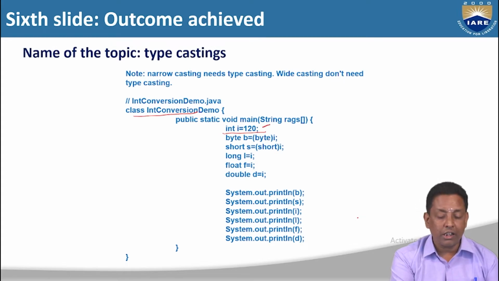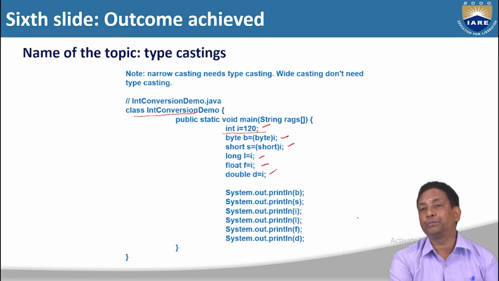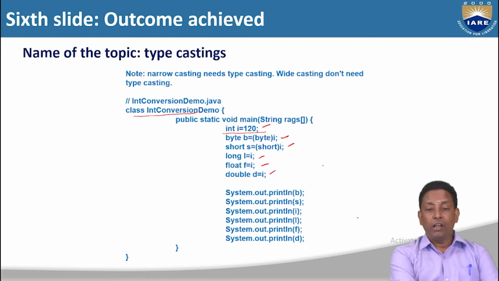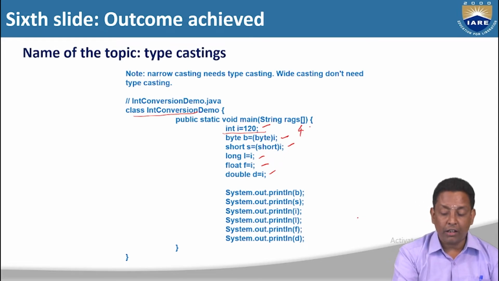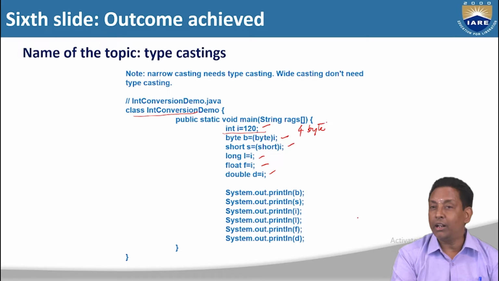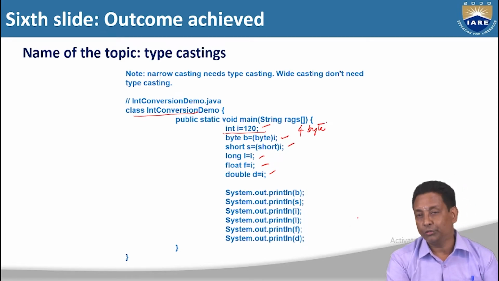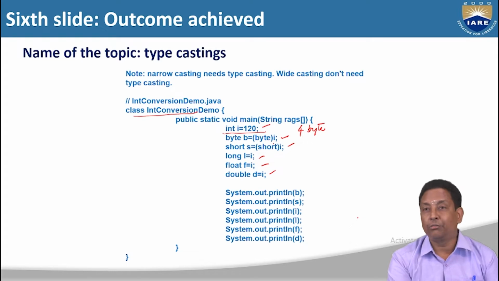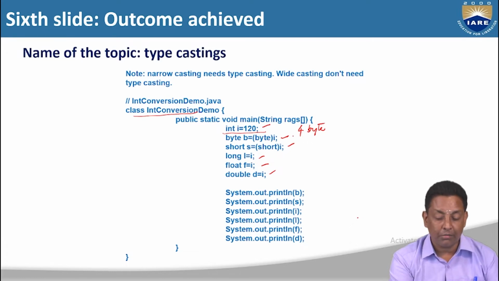I want to convert this integer value into byte value, short value, long value, float value and double value. Now, int is a 4 byte data type, to which we assign 120. That we want to assign to byte. Byte is a 1 byte memory occupation data. Short takes 2 bytes, long takes 8 bytes, float takes 4 bytes, double takes 8 bytes.